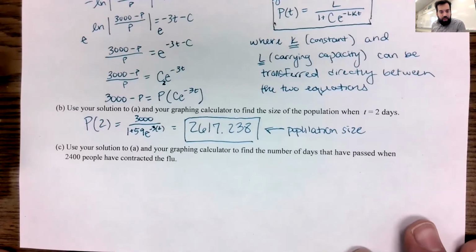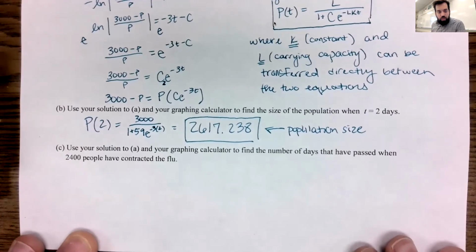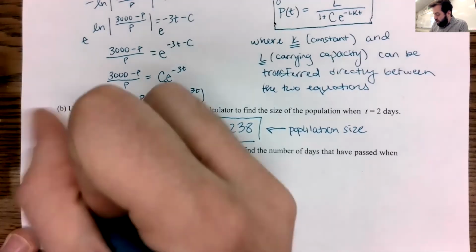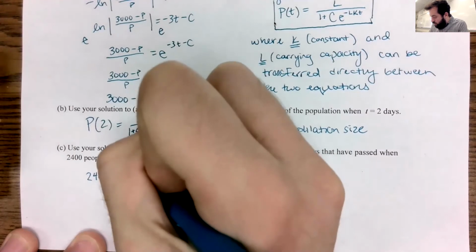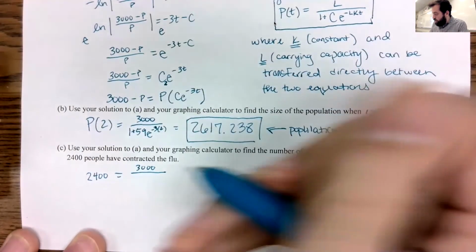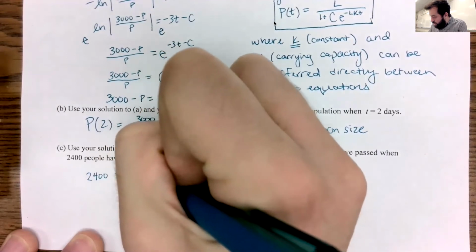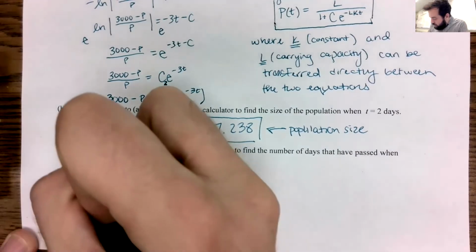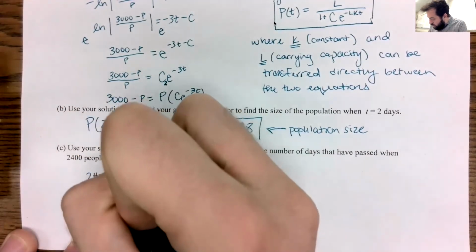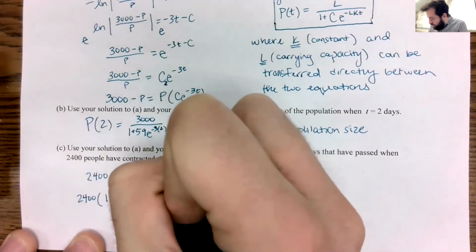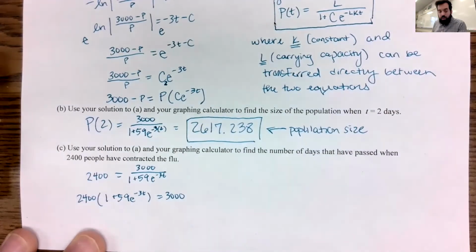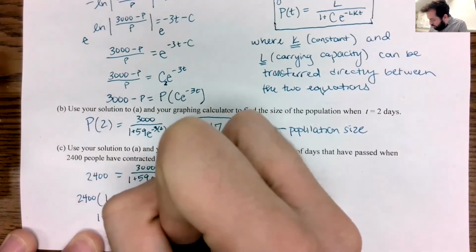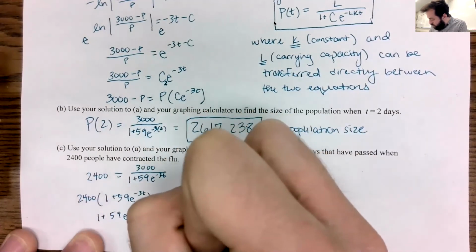Part C: use your solution to part A and your graphing calculator to find the number of days that have passed when 2,400 people have contracted the flu. So now we're plugging in 2,400 for P. So we're going to have 2,400 equals that model that we came up with, 3,000 over 1 plus 59 e to the negative 3t. This time we're solving for t. So I'm going to multiply that denominator to the other side. So we end up with 2,400 times (1 plus 59 e to the negative 3t) equals 3,000. I'm going to divide by 2,400, so I get 1 plus 59 e to the negative 3t equals 5/4.